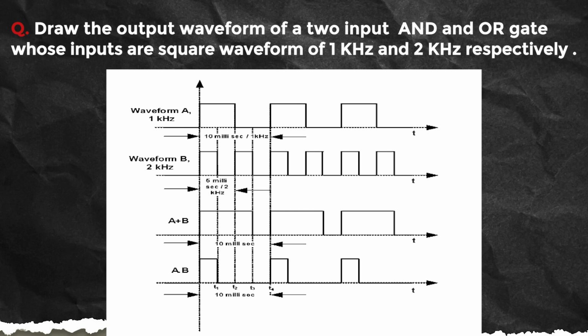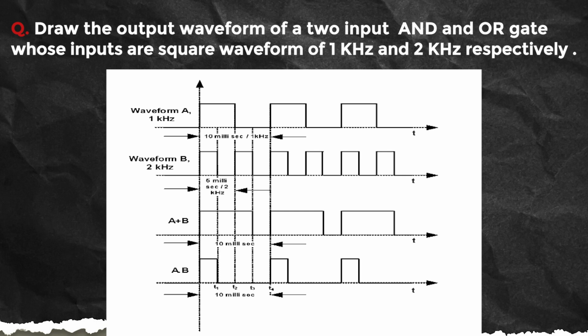Then from T2 to T3, the output of waveform A is at logic 0, but waveform B is at logic 1. Therefore, 0 plus 1 is again equal to 1. And from T3 to T4, both the waveforms, that is waveform A and waveform B, have the output logic 0.